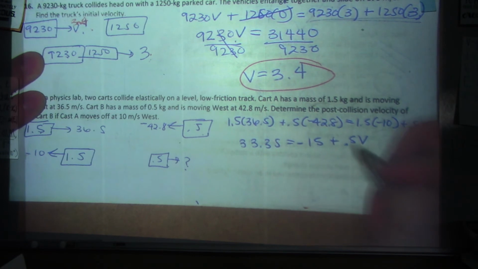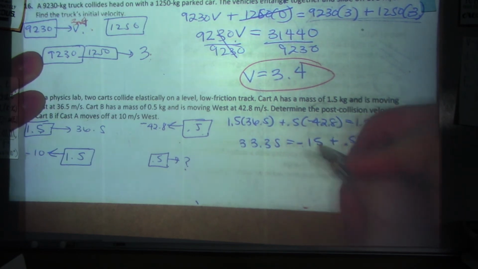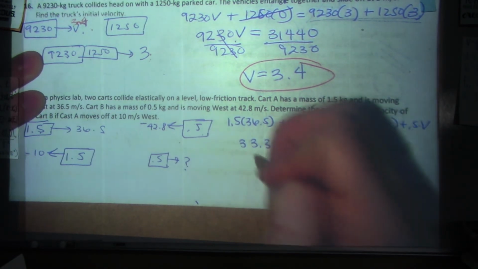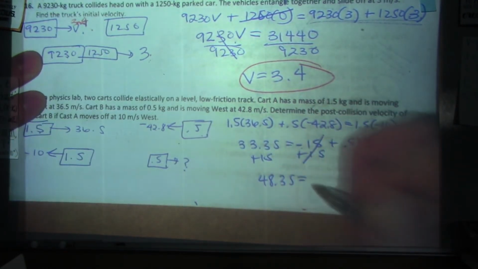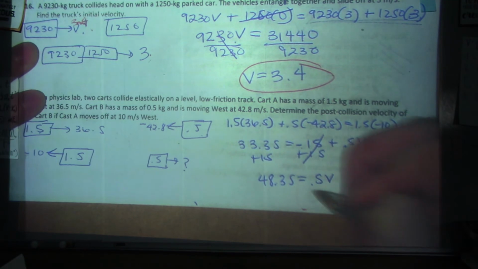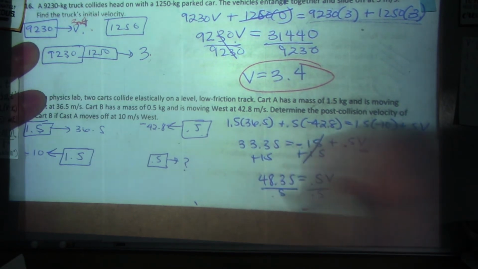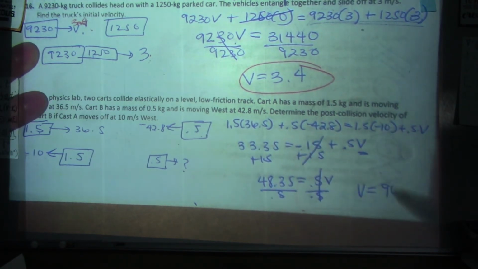So in order to start getting v by itself, we need to move the 15 over. It's being subtracted, so we are going to add the 15 over. That gives me 48.35 is 0.5v. And to get v by itself, we'll divide the 0.5 over, and that gives me a velocity of 96.7.